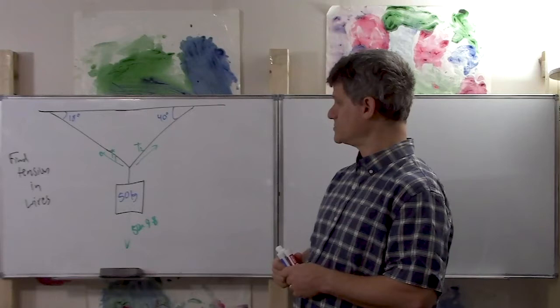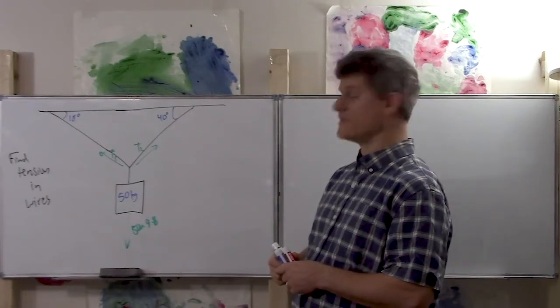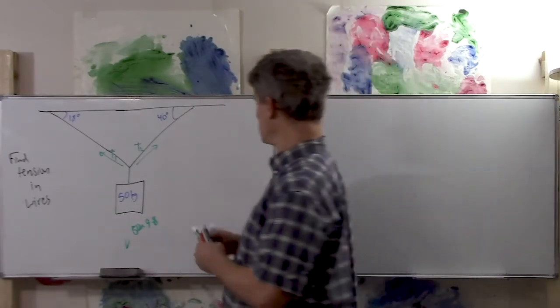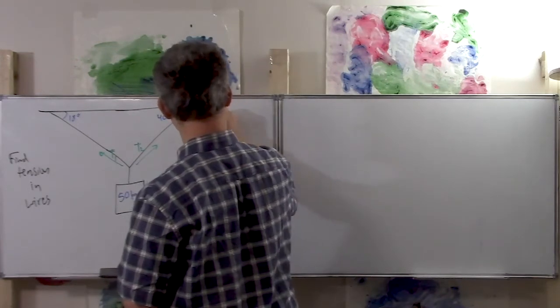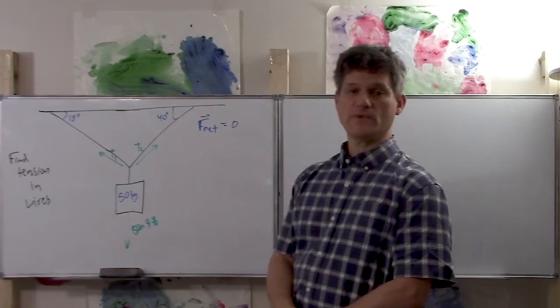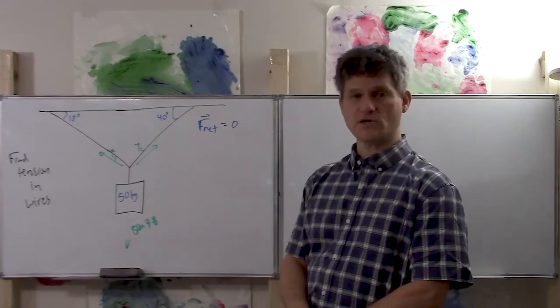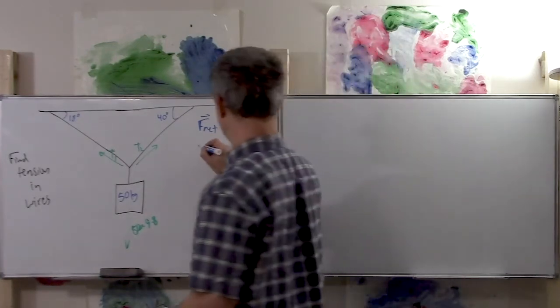And let's see what we can do. We have to have F net equals 0. That's really the key to the problem here. Which means that the F net x is 0 and F net y is 0.